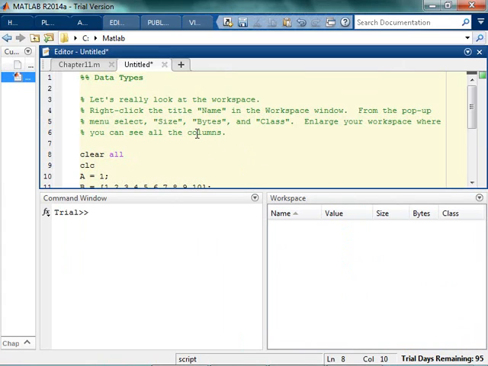So we're going to talk about data types. Data types really, really matter. The gooder at programming that you get, the more they matter. So we're going to take a look.